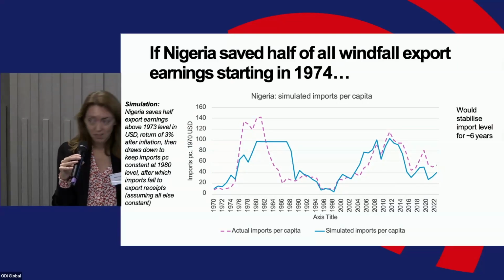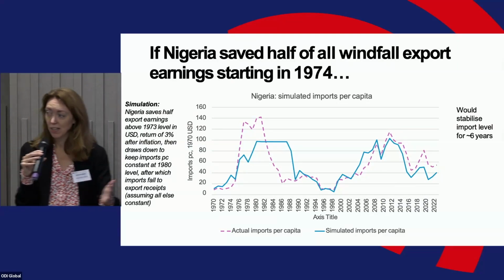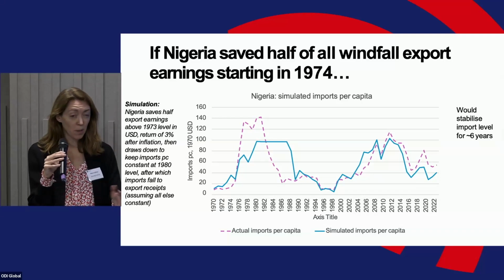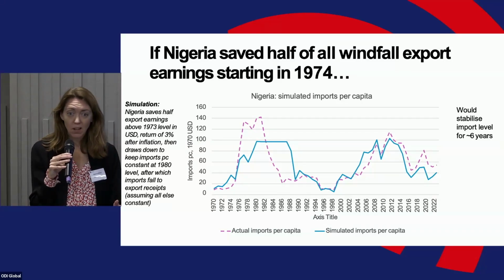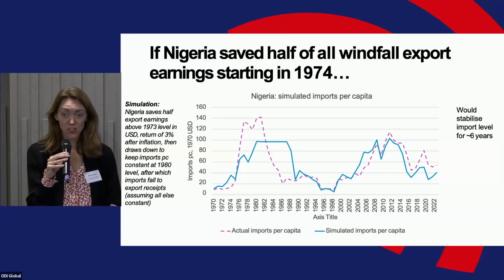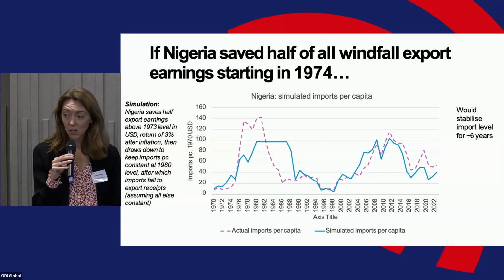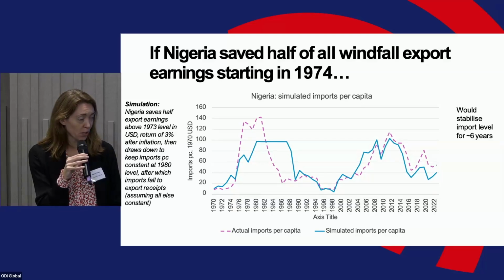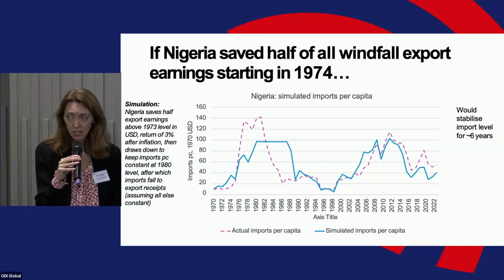So I find, just a very, very simple calculation, right? But they could have stabilized imports for maybe 6 years or so. I think saving half the windfall is probably quite unrealistic, given the political economy pressures there's going to be on a low-income country to spend in the present. If you lower that to a third, I think it would last for maybe 3 years.